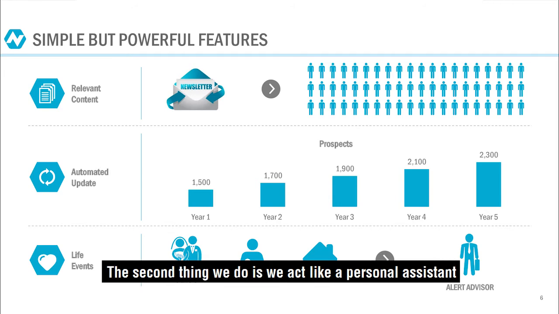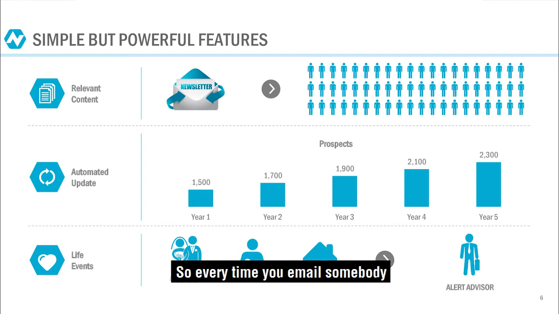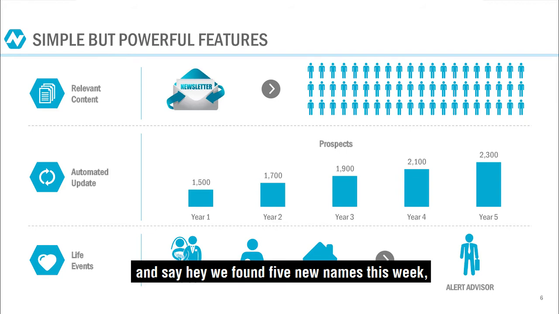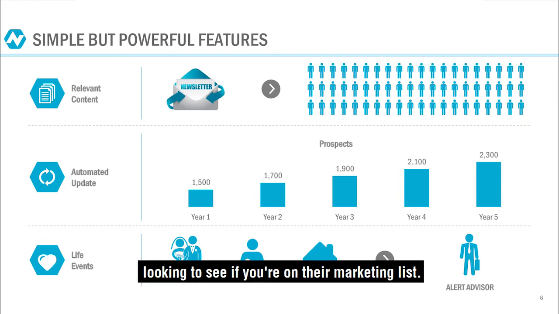The second thing we do is we act like a personal assistant because we're basically always looking for new email addresses. So every time you email somebody on one of your work or personal accounts, our system can identify it and present it to you and say, hey, we found 5 new names this week. Do you want to add them? So you don't have to worry about it anymore every time you email somebody, looking to see if you're on their marketing list. Our system's going to do that for you, and over time will help you grow your marketing list.